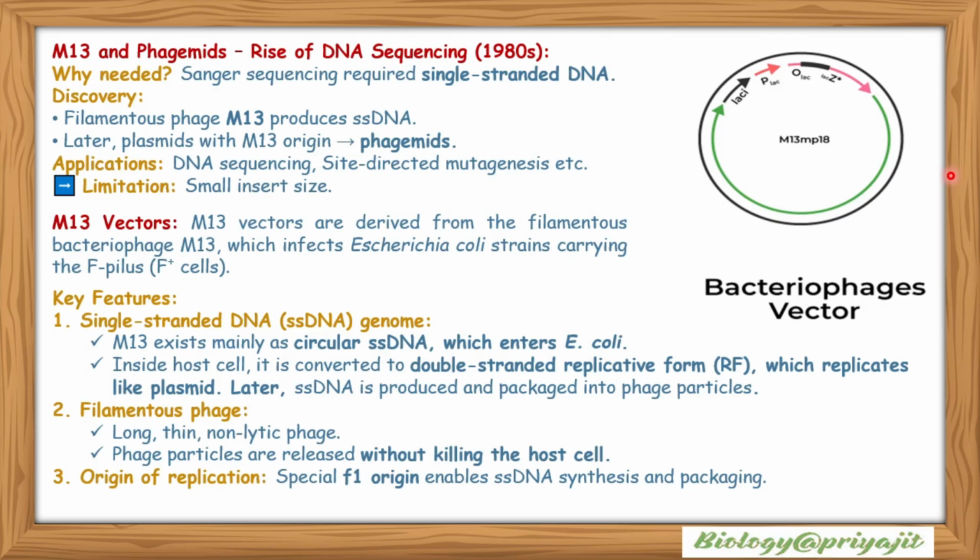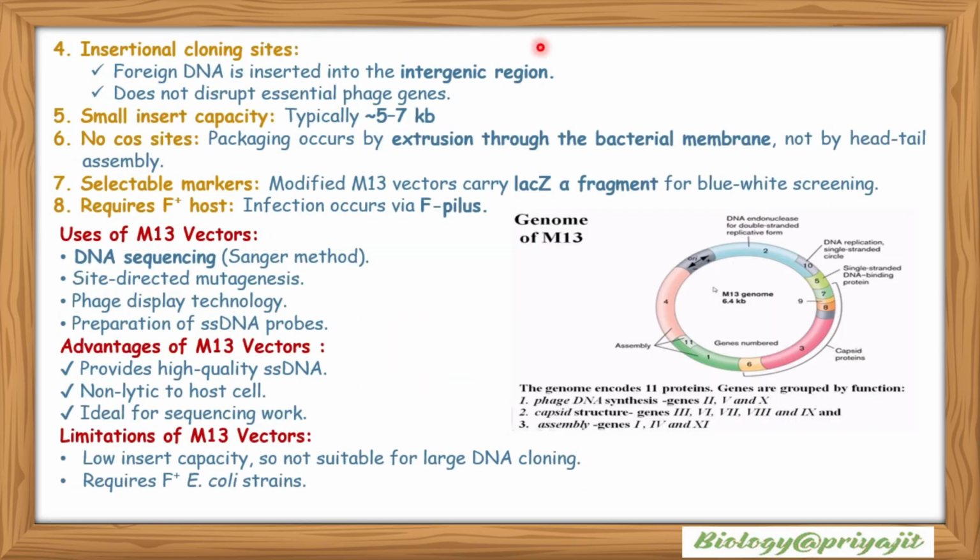Filamentous phage: it is a long, thin, non-lytic phage. Phage particles are released without killing the host cell. Origin of replication: a special f1 origin enables ssDNA synthesis and packaging. Insertional cloning site: foreign DNA is inserted into the intergenic region. It does not disrupt essential phage genes. Small insert capacity, typically approximately 5 to 7 kilobases. There is no cos site, and packaging occurs by extrusion through the bacterial membrane, not by head and tail assembly.